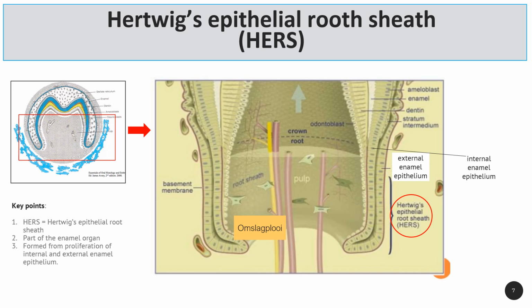What else do you need to know about this? So it is still counted as part of the enamel organ along with the rest of the developing tooth, and the Hertwig's epithelial root sheath, the HERS, is formed by the continued proliferation of this internal and external enamel epithelium, these layers together.